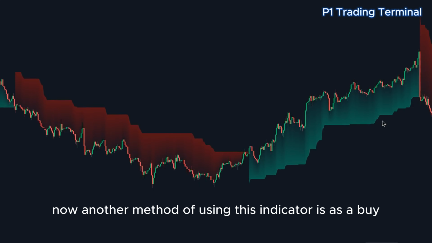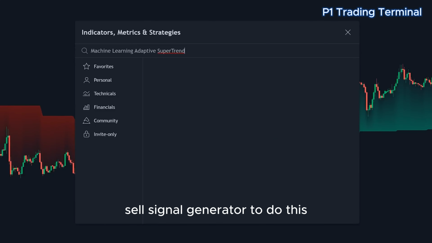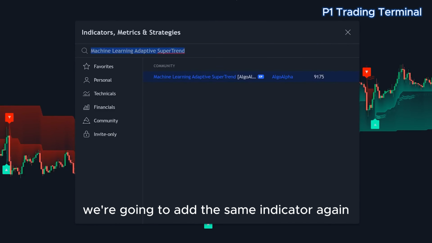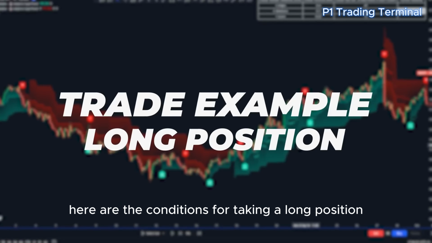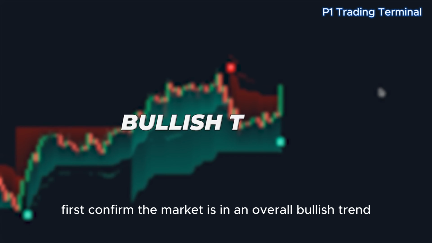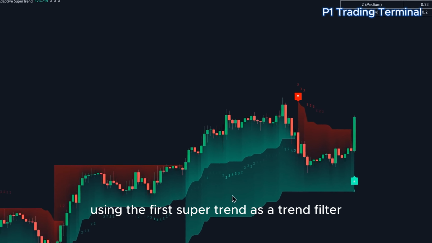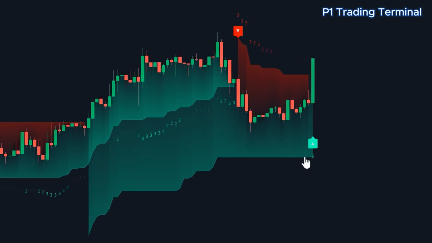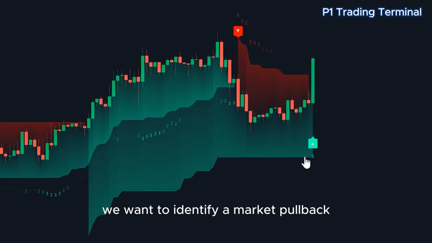Now, another method of using this indicator is as a buy-sell signal generator. To do this, we're going to add the same indicator again. Here are the conditions for taking a long position. First, confirm the market is in an overall bullish trend, using the first supertrend as a trend filter, this one at the top. Second, we want to identify a market pullback.